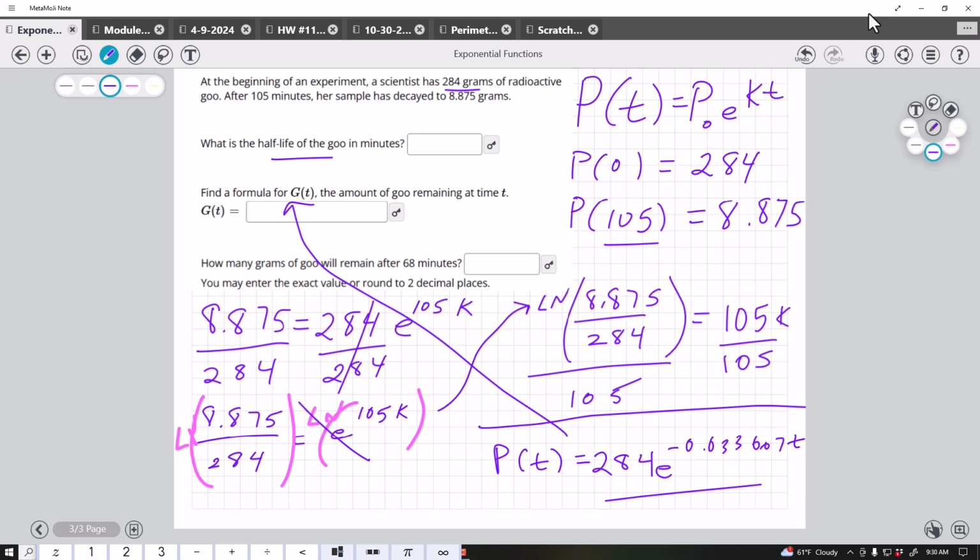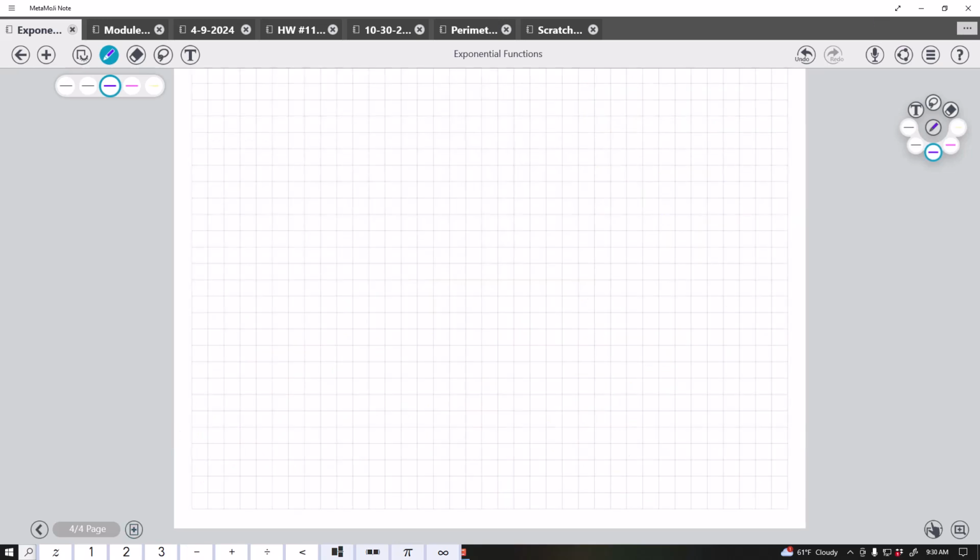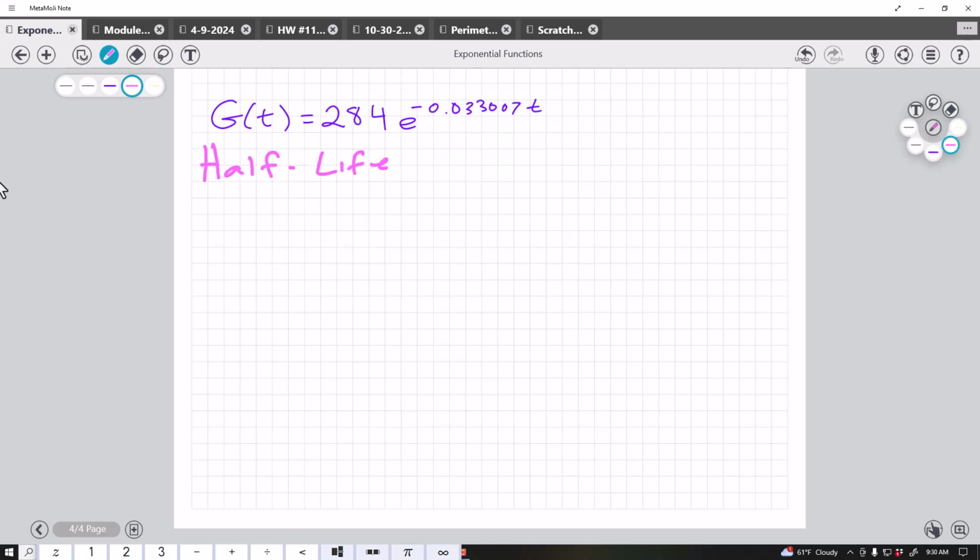Okay, so they're using G of T for grams. So let me just rewrite that. So I have my G of T equals my initial 284 e to the negative 0.033007t. Now the next thing it asks me to do is to solve for the time when it's at a half-life. Well, when it's at a half-life, it's when 284 is cut in half. So that would be 142, right? 284 divided by 2, cut in half.